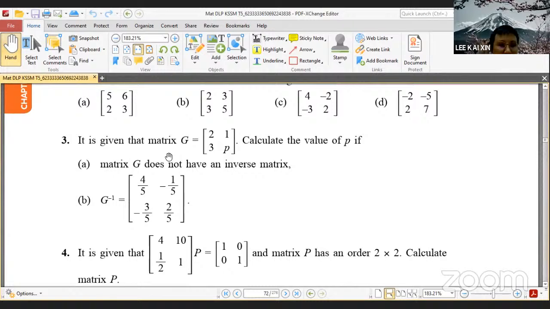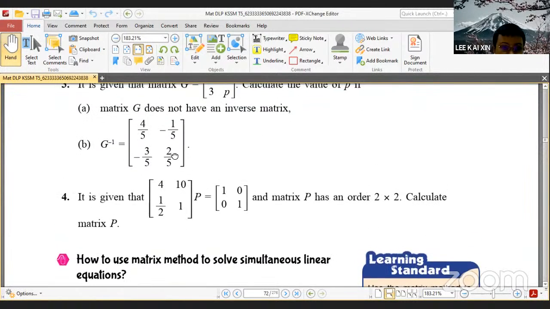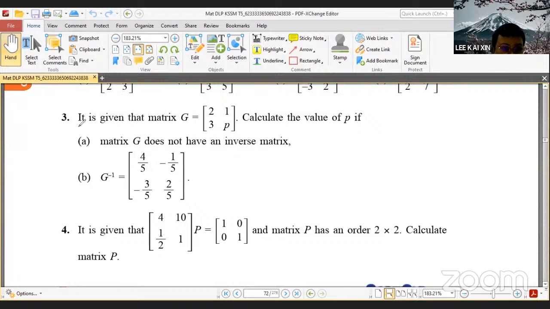Okay, I will do one more. I do question 3. It is given that matrix G equals to 2, 1, 3, and P. Calculate P if it does not have an inverse matrix. So AD minus BC, you will get 0. So 2P minus BC, which is 3, will get 0. So 2P equals to 3. So P is 3 over 2.